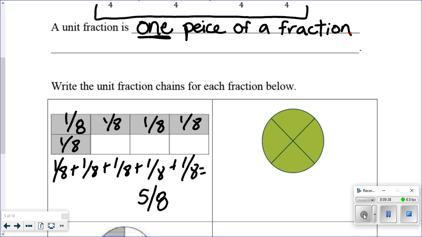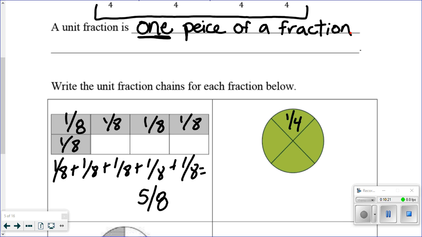Now in this model, every single piece is colored in. That's pretty cool. So how many pieces did we need to make a whole, Brayden? Yeah, we need 4 pieces to make a whole, which means we're going to be counting by fourths. Good. So what is the name of this first piece? 1/4.